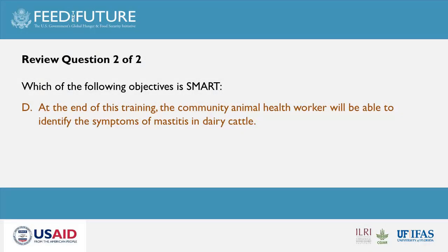The correct answer is D. At the end of this training, the community animal health worker will be able to identify the symptoms of mastitis in dairy cattle.